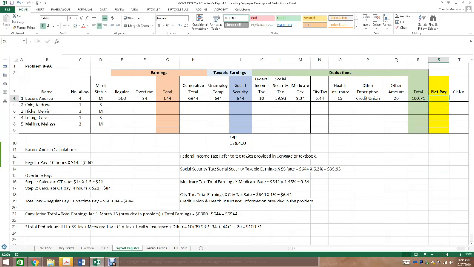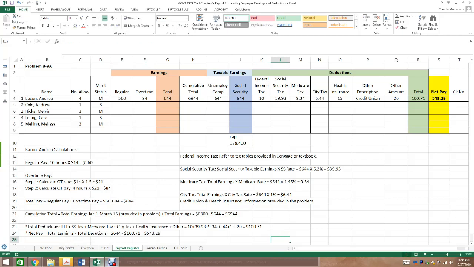Now, to calculate your net pay, you're going to get your total earnings minus your total deductions, and that is going to give you your net pay. So it'll be your total earnings minus your total deductions, and that's going to give you your net pay, $543.29, okay? So I'm going to put that down here. Net pay equals your total earnings minus your total deductions, which is going to be $644 minus $100 with 71 cents, and that's going to give you $543.29.